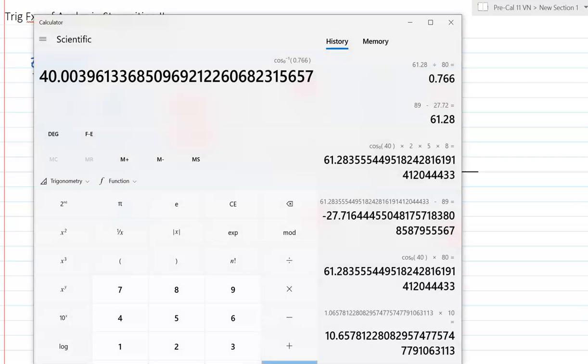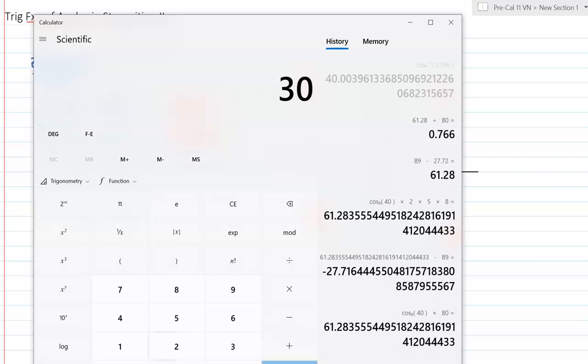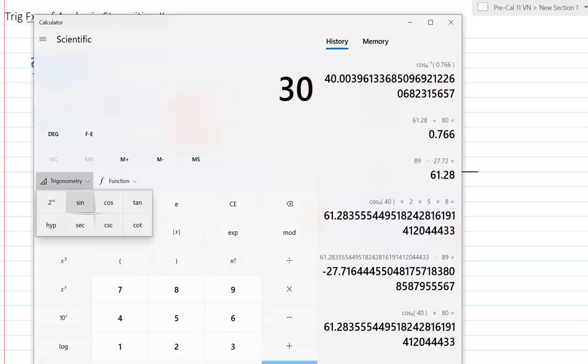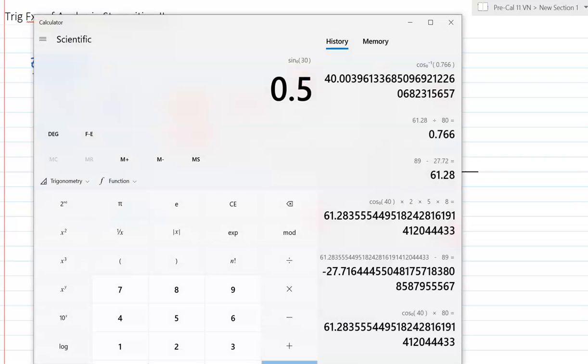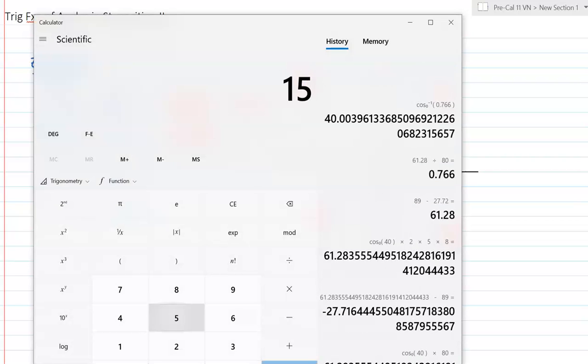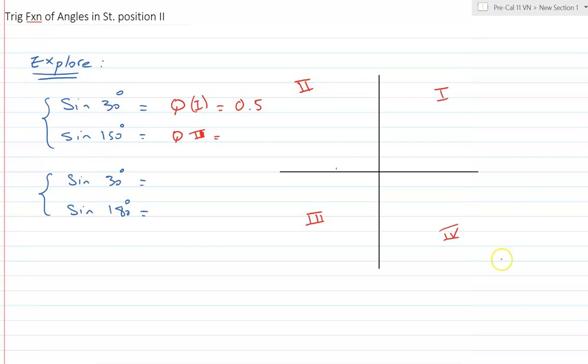If you go to the calculator and say sine of 30, so 30, and I punch in sine, I get 0.5. Is that okay? Now, let's see what happens when I punch in sine of 150 degrees. 150, sine again. Ooh, we got 0.5 again. Now, how come? So let's explore that.